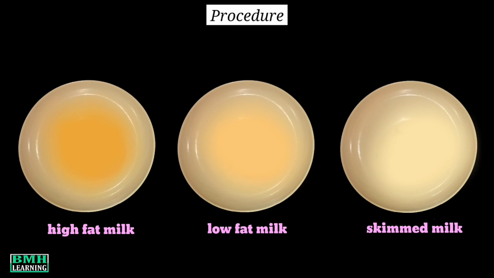Finally, we put these 3 dishes in an incubator set at 100 degrees centigrade in order to evaporate anything left behind other than fat. And the amount of fat we get after incubation is weighed in an analytical balance.